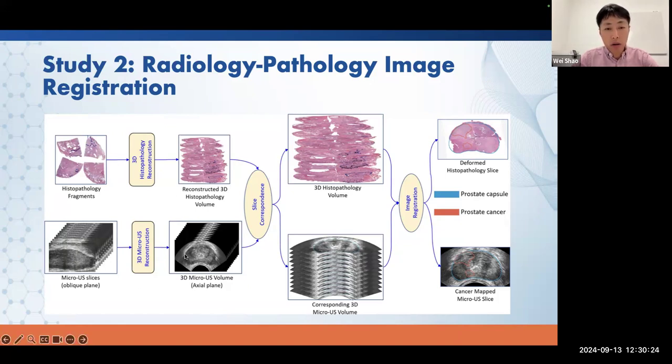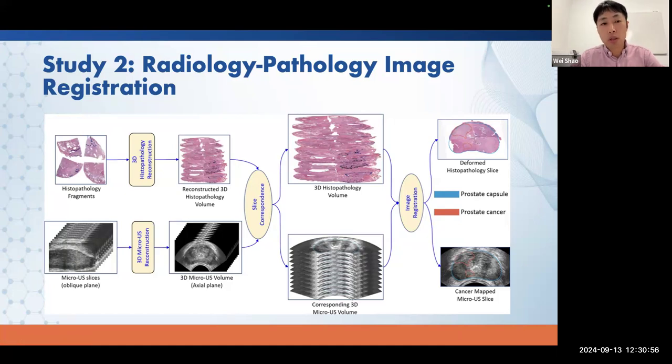However, we do not have the ground truth, right? For microultrasound images, I don't know the ground truth location of the cancer on the image. But for those patients who have surgical removal of the prostate, we section the prostate into several slices and put them on glass slides for pathology imaging. Those pathology images of the prostate are considered the ground truth imaging modality to identify the locations of cancer.